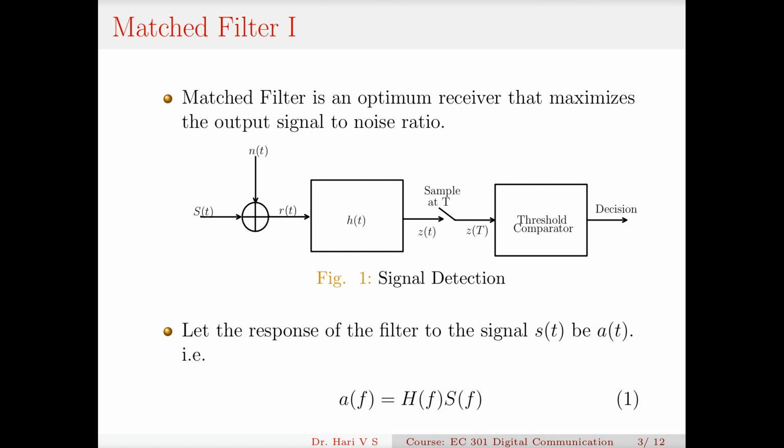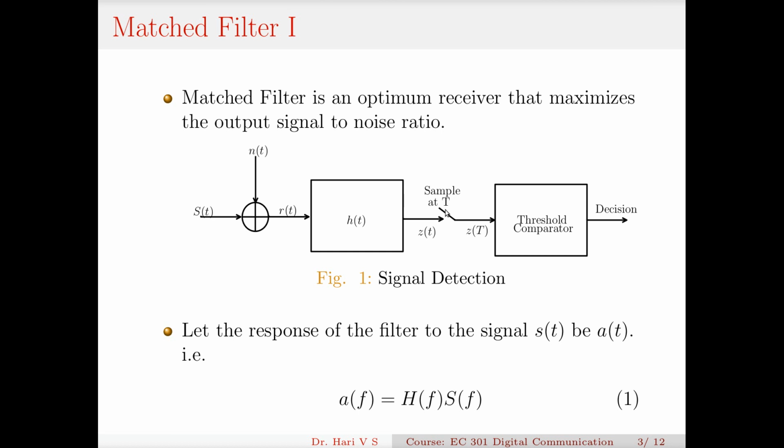So this is how a baseband signal detection system will look. I have a signal s(t) coming in that is corrupted by additive white Gaussian noise n(t), so that r(t), which is equal to s(t) plus n(t), reaches my receiver filter. It is this receiver filter that I want to design. The output of that is the response of r(t), that is s(t) plus n(t), to this h(t). Let that be z(t).